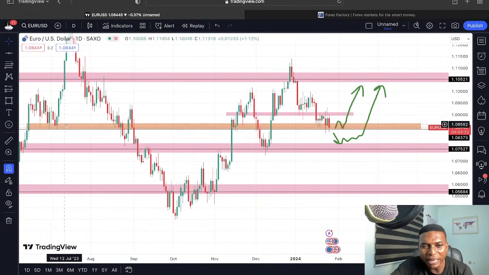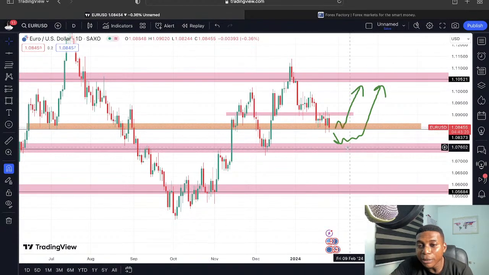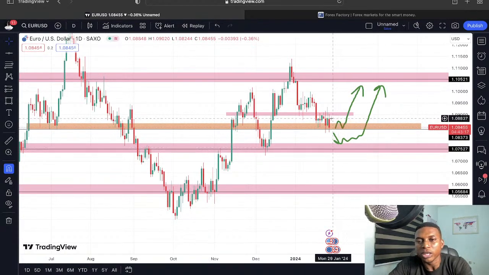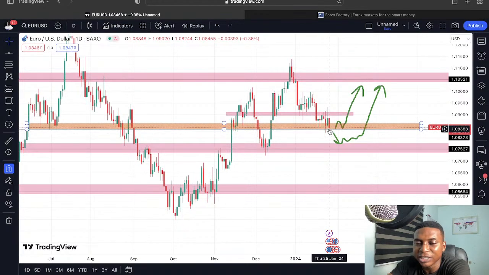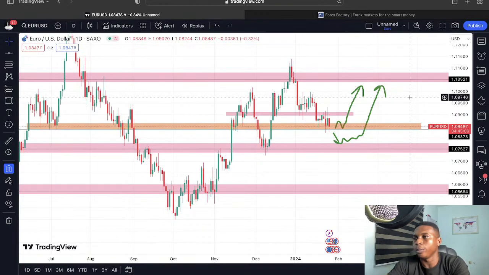Okay, this is a minor support zone here. This is a major support zone here. So if price does not reject at this support zone, that is pushing back up, if price comes down to this next support zone, then price will still definitely push back up.